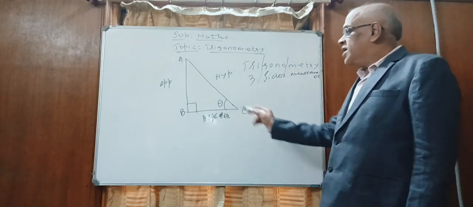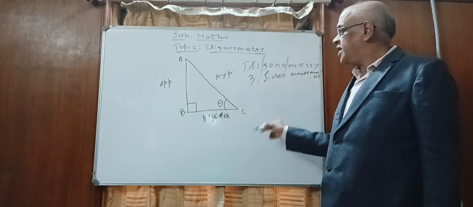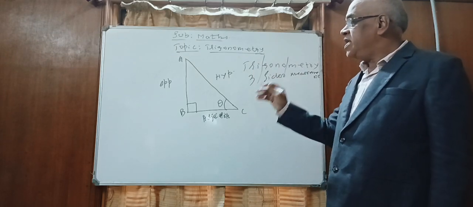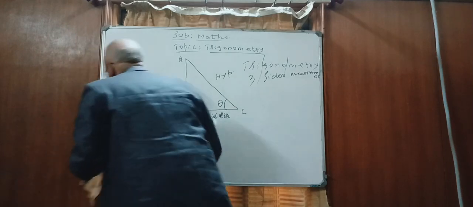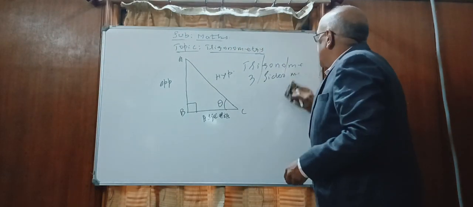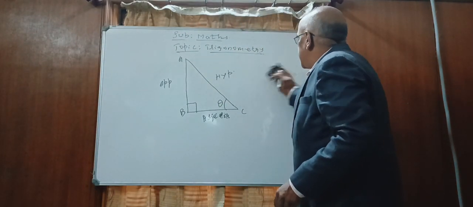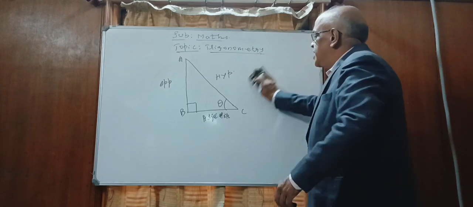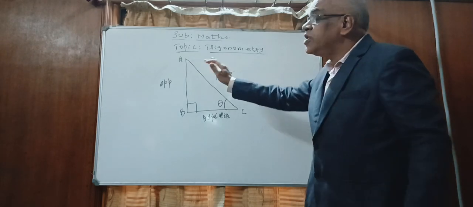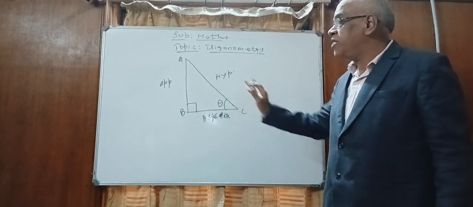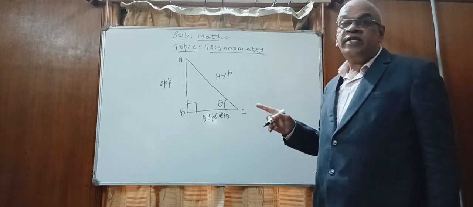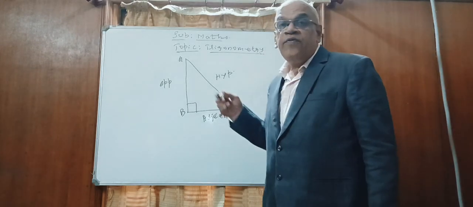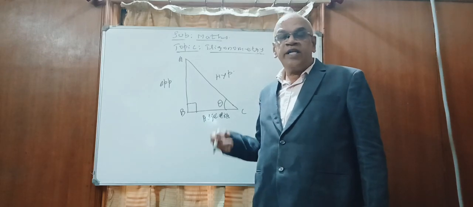We study the relationship between these three sides of a triangle in terms of their ratios. Understood? The ratios of the three sides of a triangle. Now, an important topic starts. What do we study? We study the ratios of the three sides in terms of functions called trigonometric functions.